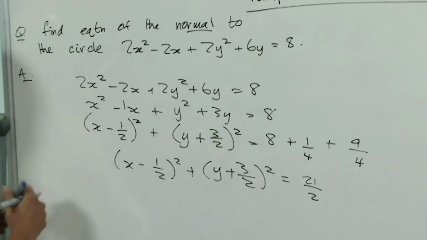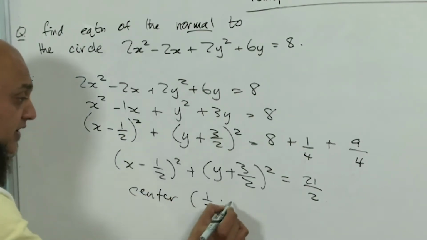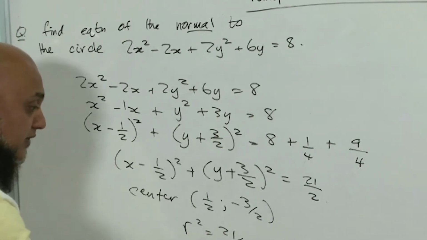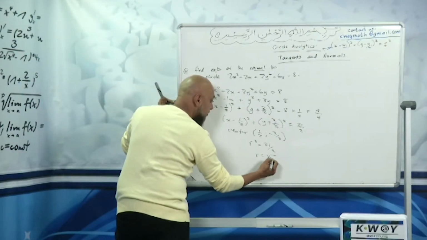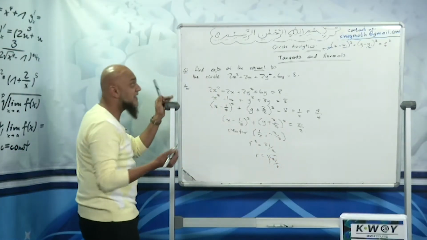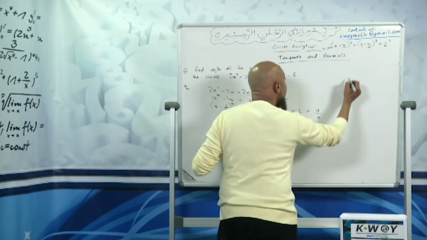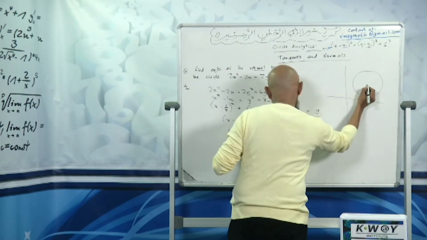So obviously the center of your circle is at a half and negative 3 over 2. R squared is equal to 21 over 2. So R is equal to the square root of 21 over 2. So now what does that tell us? That hasn't answered our question in any way, right? All this is telling us is that there is a circle, right? The center of the circle.